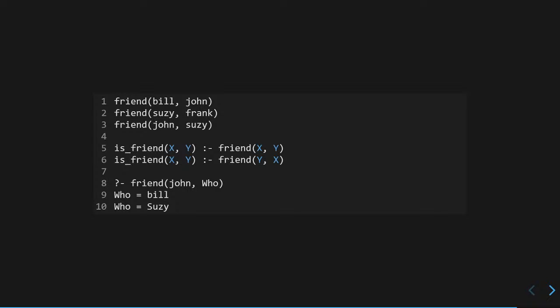But without lines 5 and 6, it wouldn't know that Bill is a friend of John, because in Prolog, relationships aren't inversely compatible like that. So lines 5 and 6 just make it so that both of them are friends. And then it can solve problems like this.